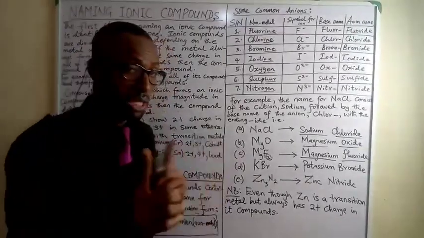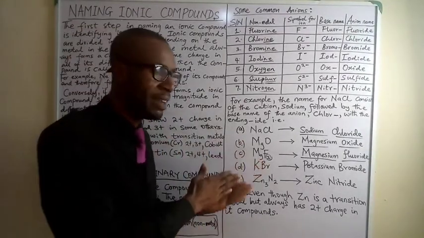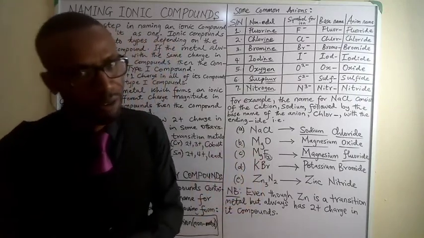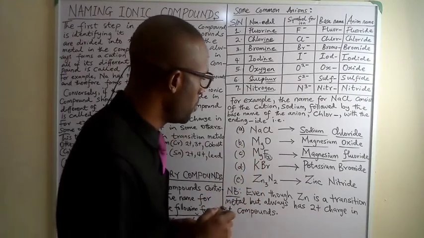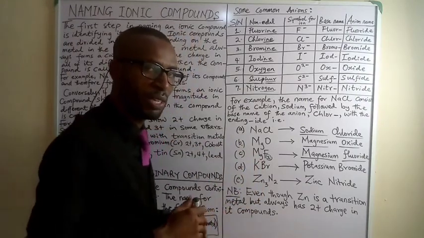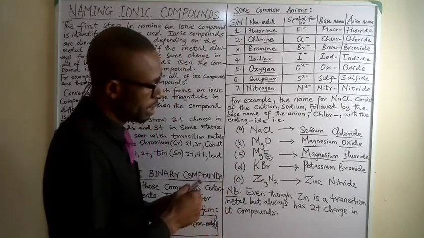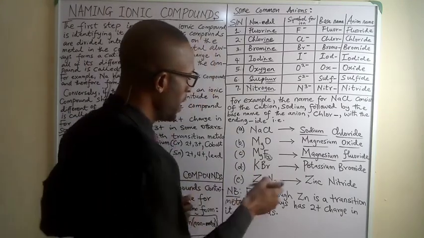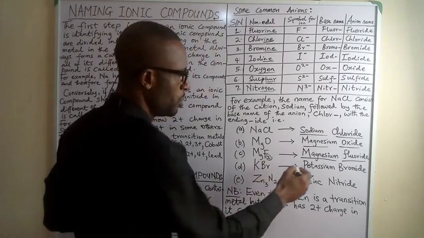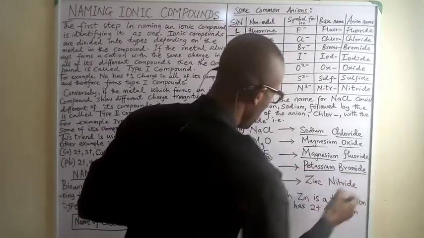So pay attention to the difference in naming of binary ionic compounds and binary covalent compounds. This will help you to strengthen your chemistry and how to name compounds and molecules. Beautiful. So here you have potassium and bromine. So definitely you have potassium bromide.